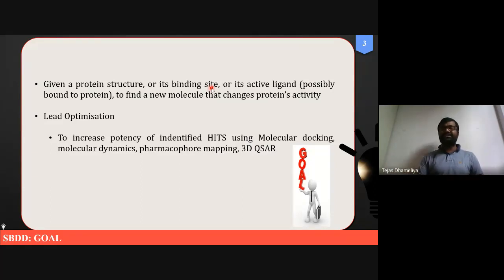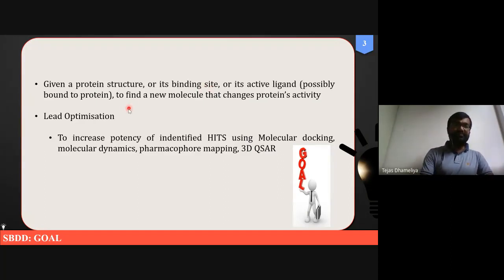There are several known receptors, such as G protein coupled receptors, ionotropic receptors, kinase linked receptors, or nuclear receptors. These are the several types of receptors which are known and can be considered as proteinous targets. So this is one of the major aims behind the structure-based drug design, the structure-based drug discovery approach.